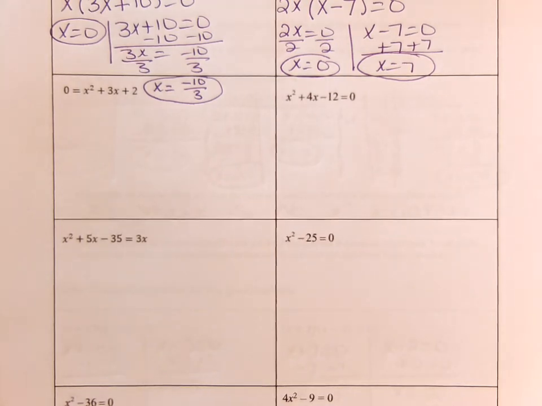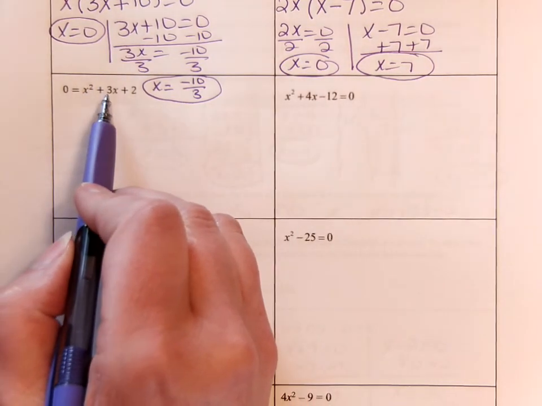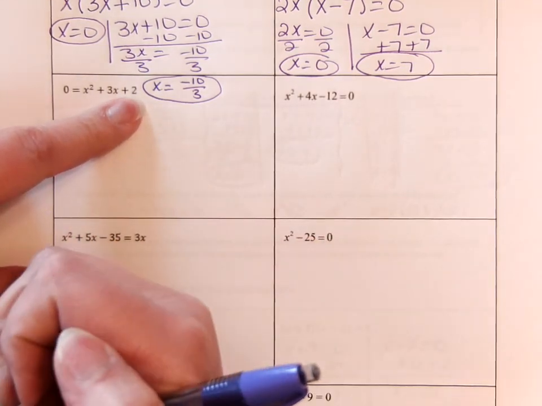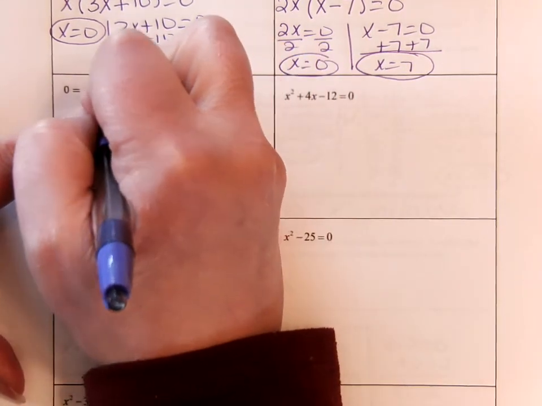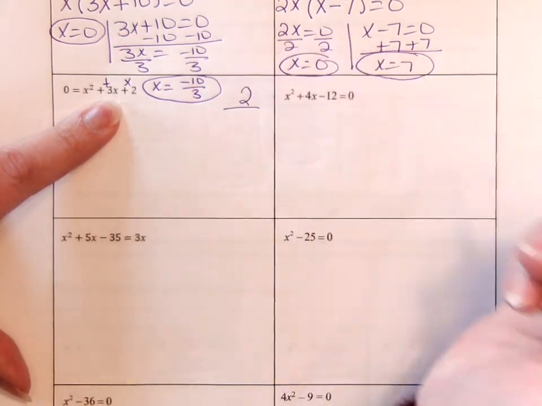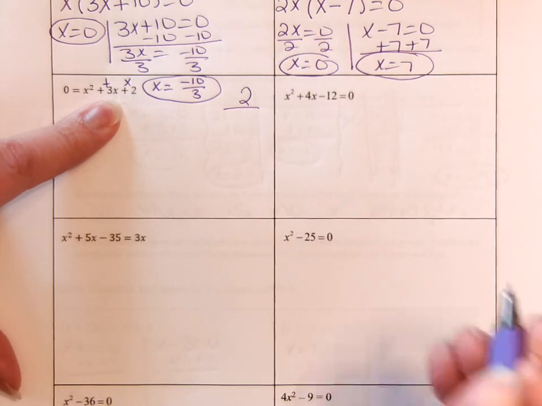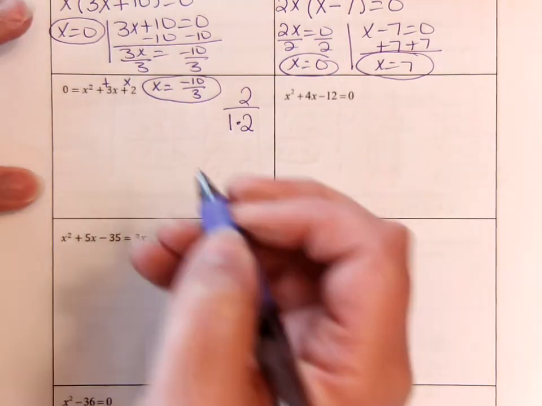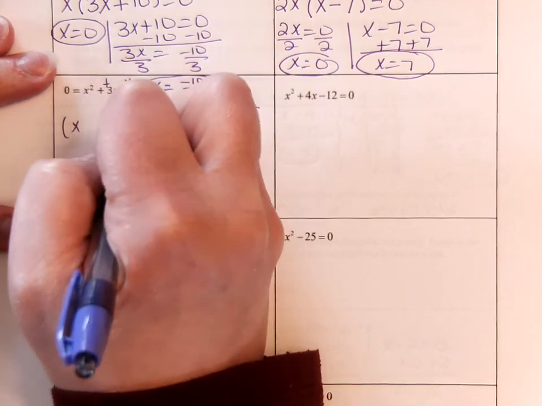So, we next are going to talk about our SPF problems. So, we have our x squared plus 3x plus 2. We're going to find numbers that multiply to 2 and add to 3. So, let's come over to the side. Well, there's only one pair of numbers that multiplies to 2, and that's 1 times 2. So we make our two sets of parentheses.